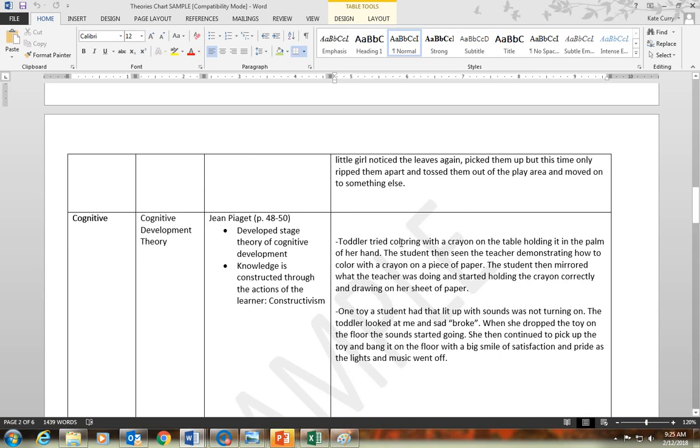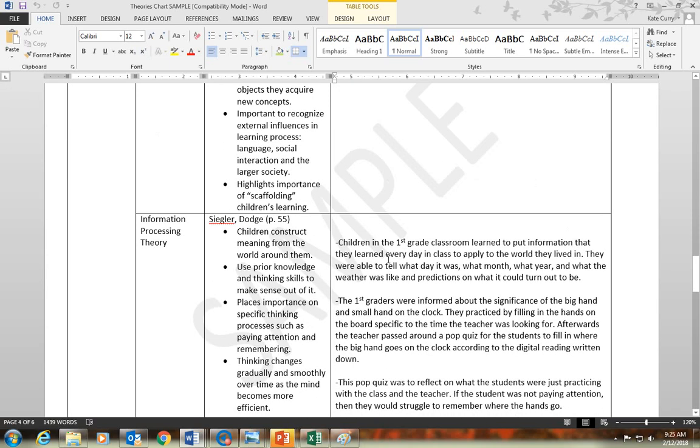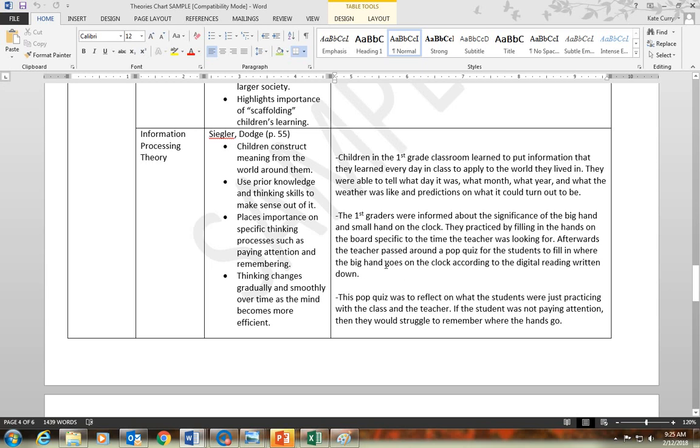So again, you don't need 2 from toddler, 2 from preschool, 2 from elementary. You need 2 total in each section. And you'll submit that with observation 3, and that will be a separate grade. I'll give you a grade for completion of this separately from your observation 3. So we can talk more in class or in our online meeting, depending on which section you're in.